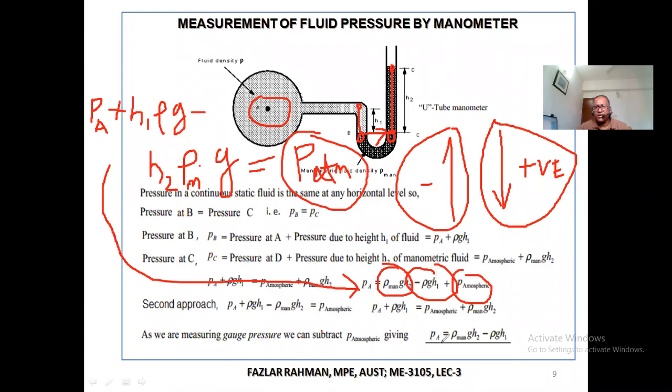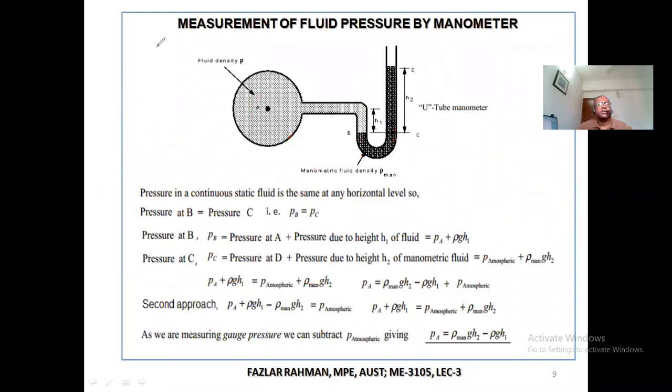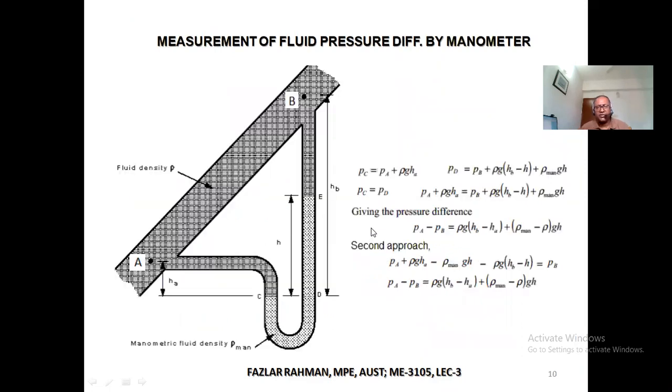Okay, so let's see the next slide. What is that one? Is it a simple manometer or a differential manometer? Anyone? This one? This one is a differential manometer. Thank you. Okay, because it is giving the pressure difference between point A and B.